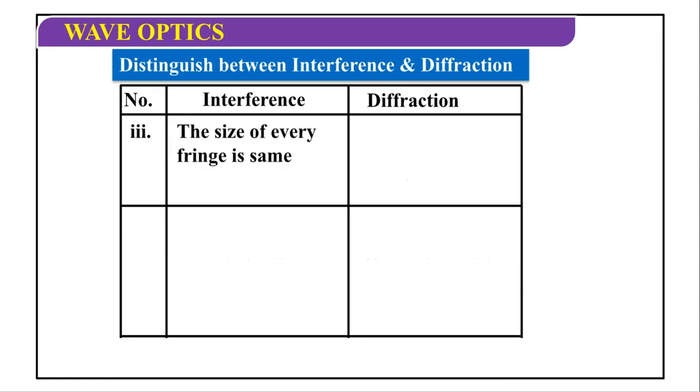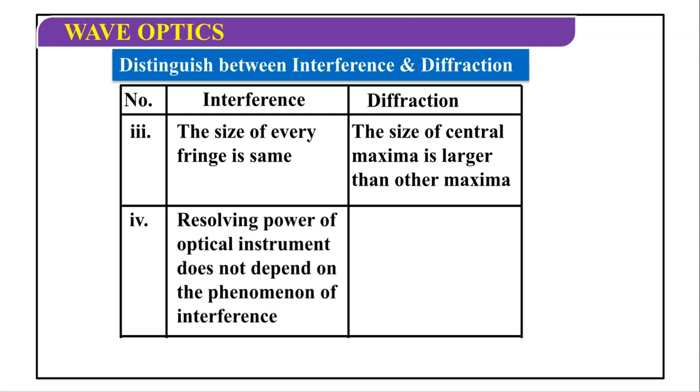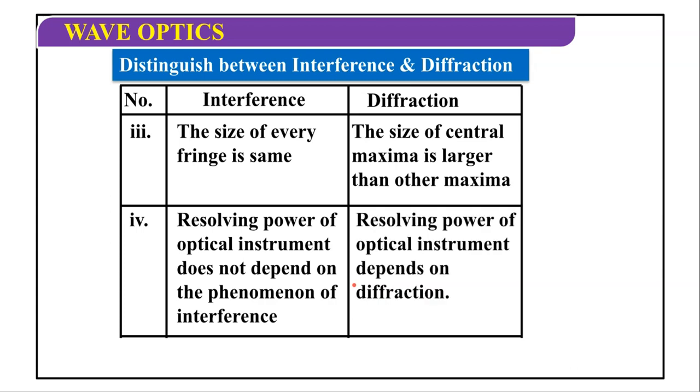In interference, the size of every fringe is the same. In diffraction, the size of the central maxima is larger than the other maxima. In interference, the resolving power of the optical instrument doesn't depend on the phenomenon of light, but in diffraction, the resolving power of the optical instrument depends on the diffraction of light.